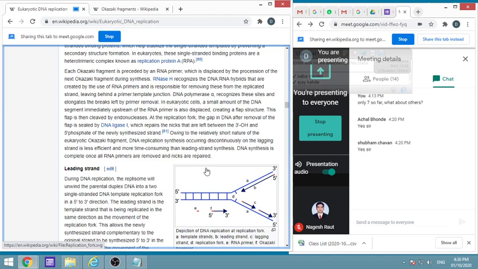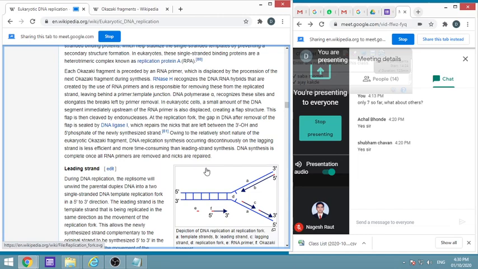This makes a flap-like structure, and the ligases, as I told you, join it. It repairs the nicks left between the 3-hydroxyl and 5-phosphate groups of the newly synthesized strand.